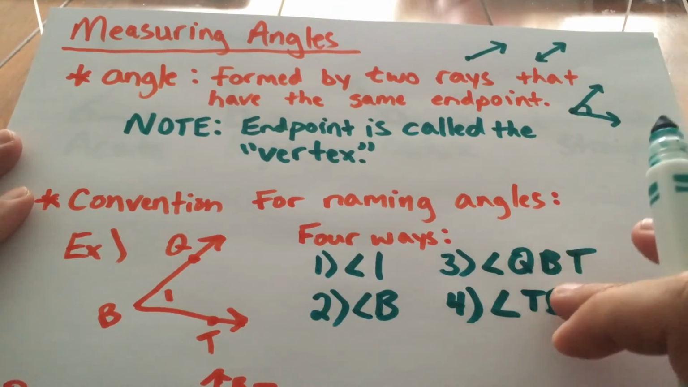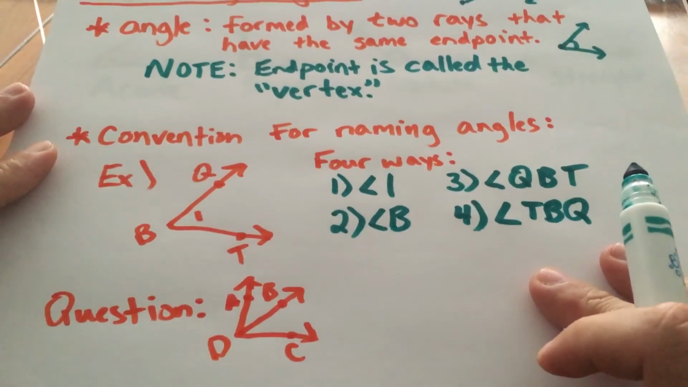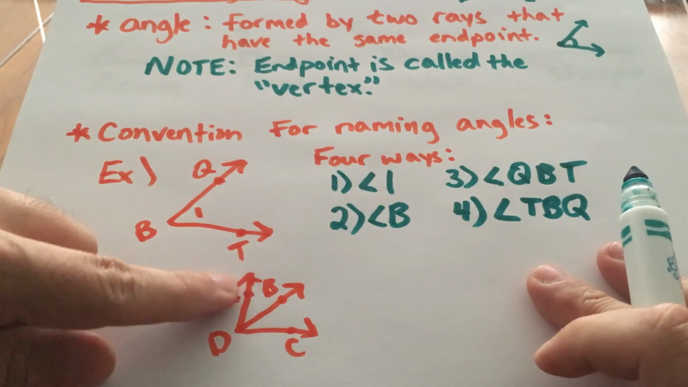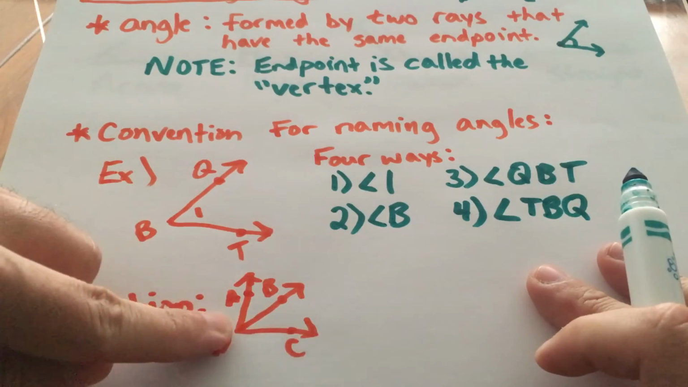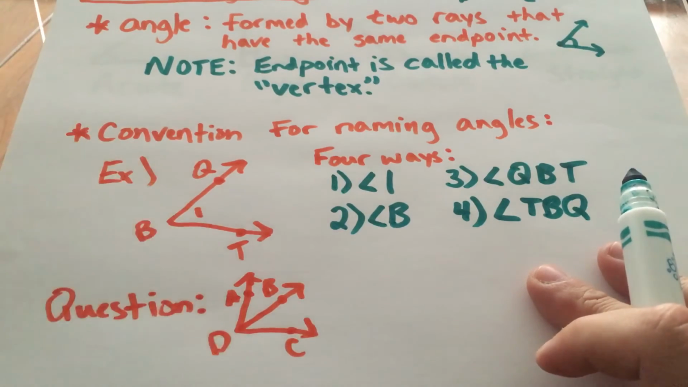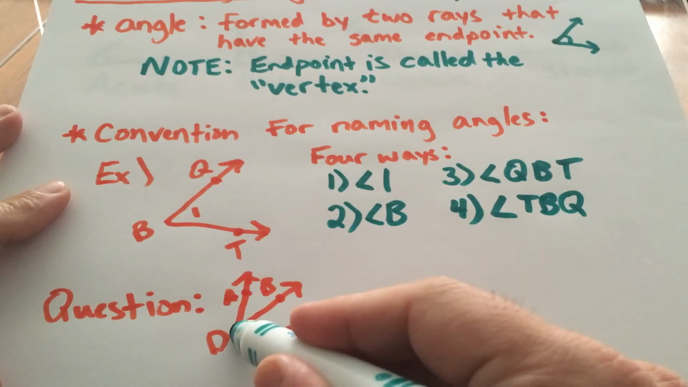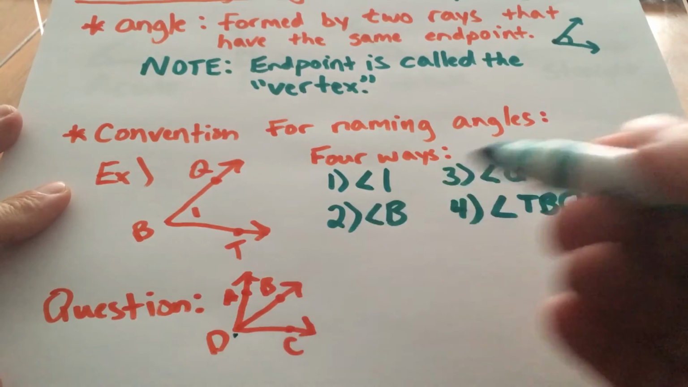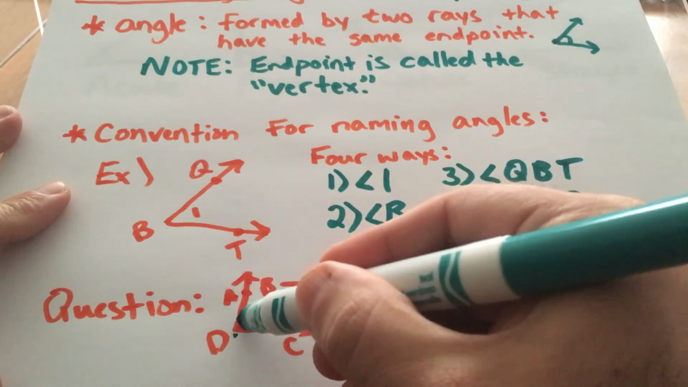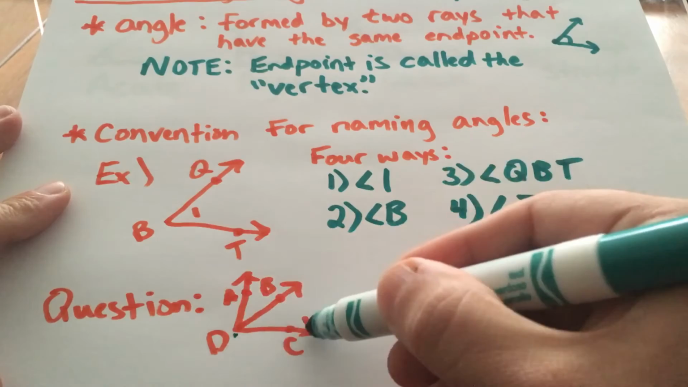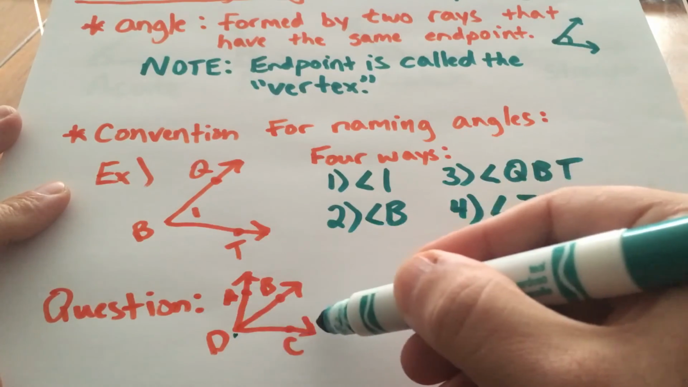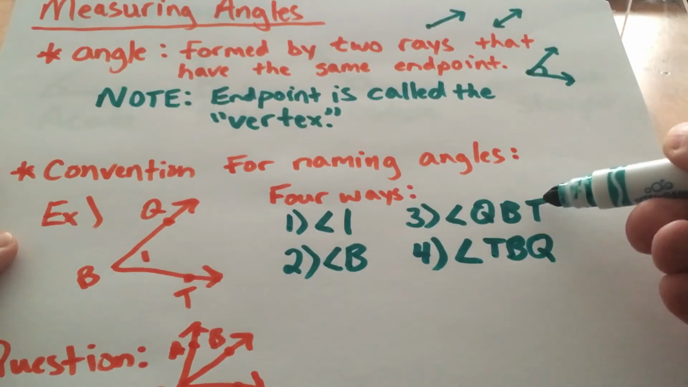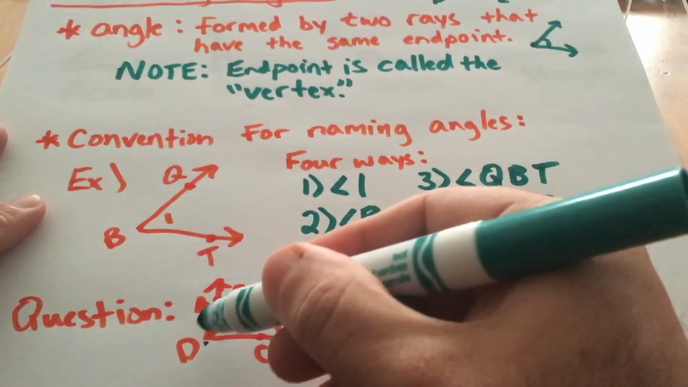And the reason why we have 3 and 4 is for situations like down here at the bottom, where I put a question mark. Can I call this angle right here that I'm tracing with my finger angle D? No. The reason is that it's not clear what D is the vertex of here. D is the vertex of 3 separate angles: this little angle, the big angle, and this other little angle on the right. So in this case, we have to use the naming convention up here, 3 and 4, to label these angles.